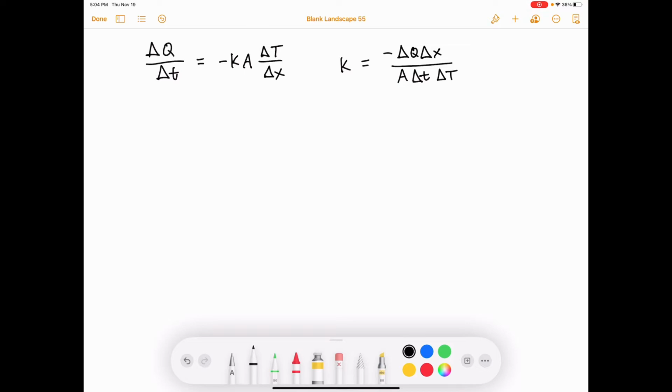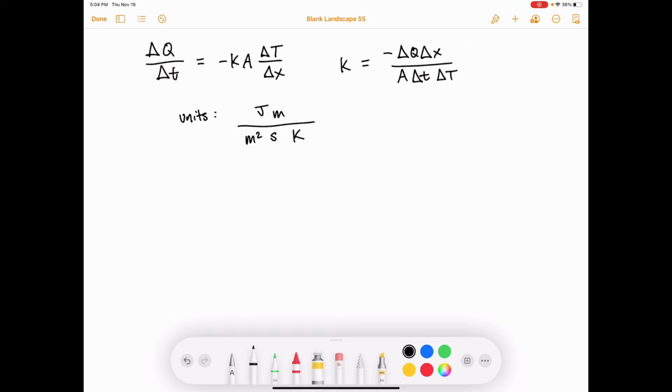So what sort of units are we dealing with here? Well, Q is heat, so that's going to be measured in the standard energy unit of joules. Delta X is a length, so we use meters to measure that. A is an area, so we use square meters to measure that. Delta T, lowercase t, is a time, so we measure that in seconds. And delta uppercase T is a temperature, so we can measure this in Kelvin.